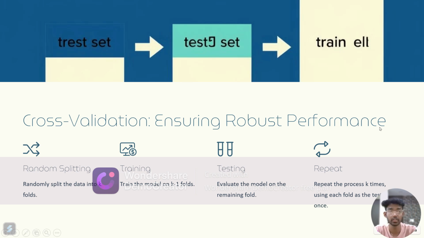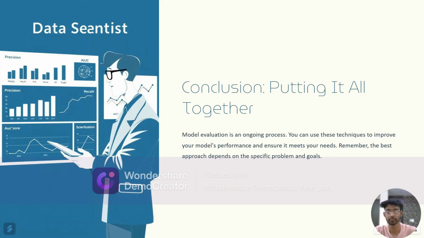Cross validation ensures robust performance by random splitting, training, testing, and repeating. In random splitting, randomly split the data into k folds. Training: train the model on k-1 folds. Testing: evaluate the model on the remaining fold. Repeat the process k times, using each fold as the test set.